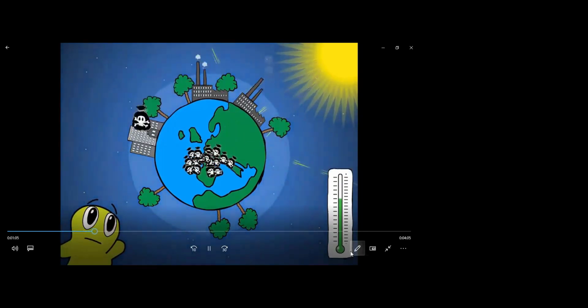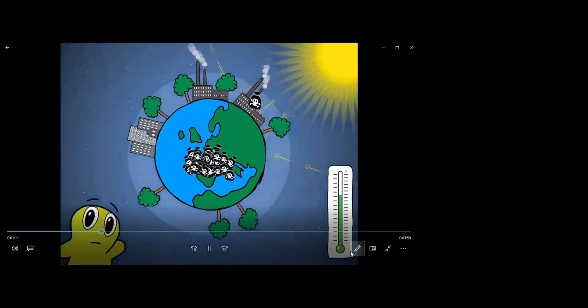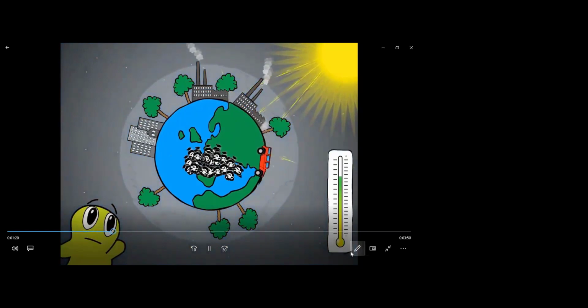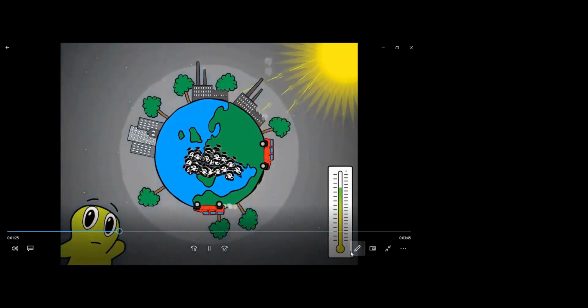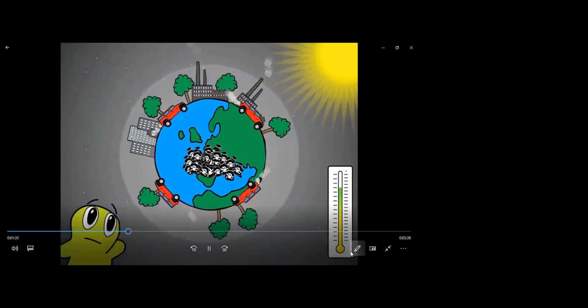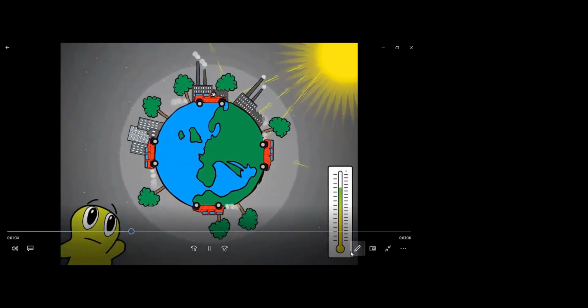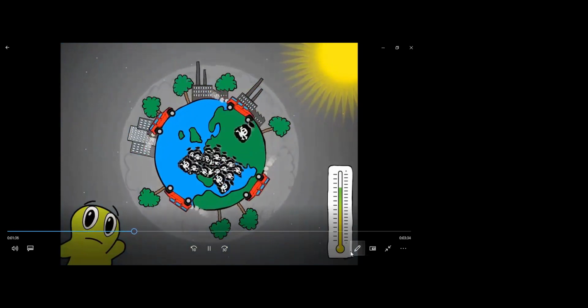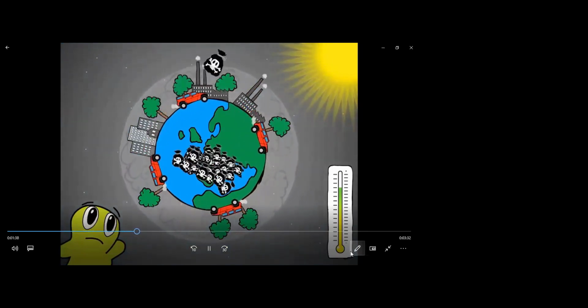Wastes accumulated in the Europe region. Cars, motor vehicles has come up. More waste.